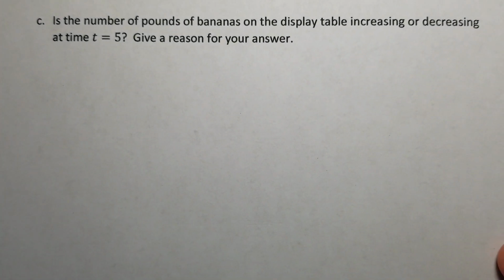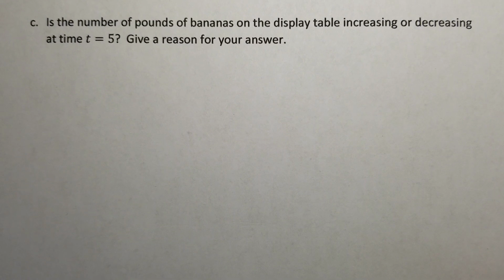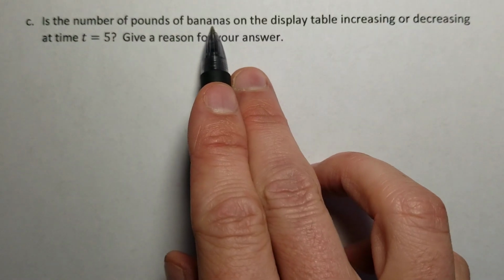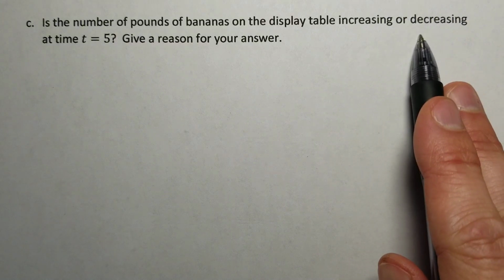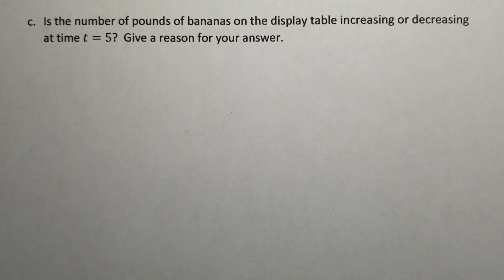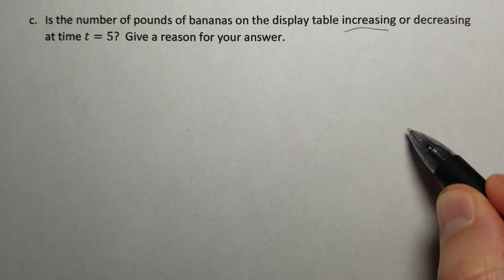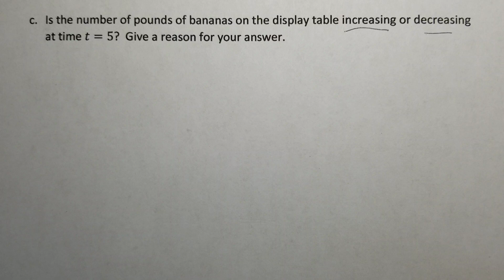C says, is the number of pounds of bananas on the display table increasing or decreasing at t equals 5? So if I want to see if my pounds of bananas are increasing or decreasing, that means I want to take a look at my derivative level. I want to be able to compare the rates to be able to tell if I'm increasing or decreasing.